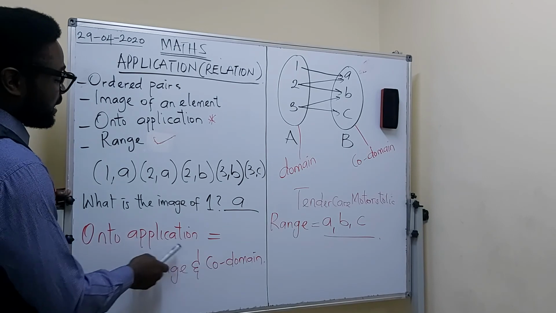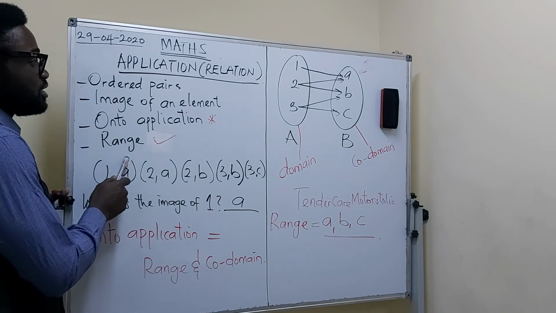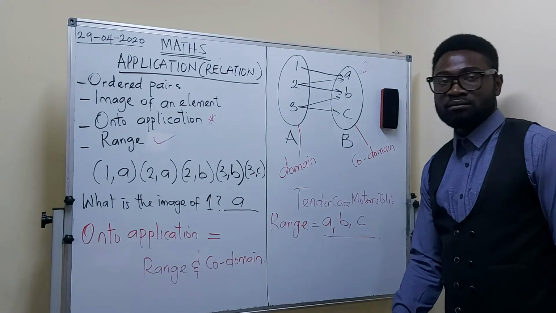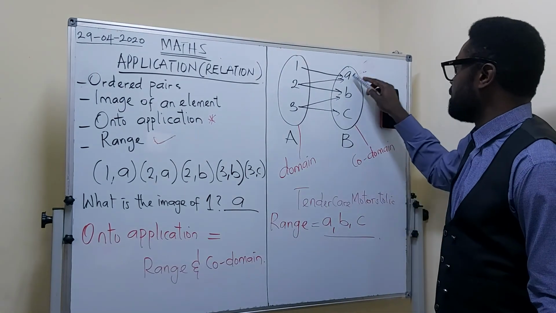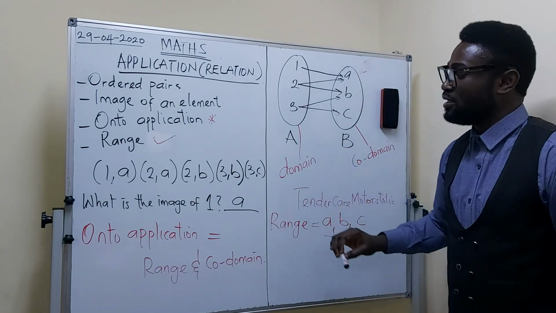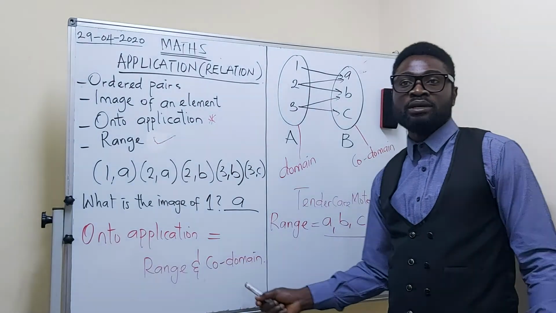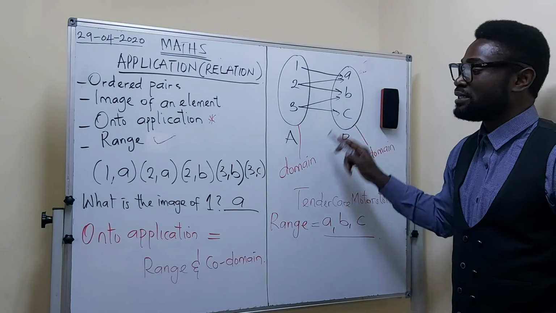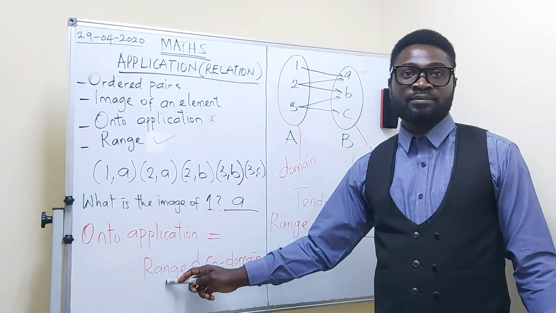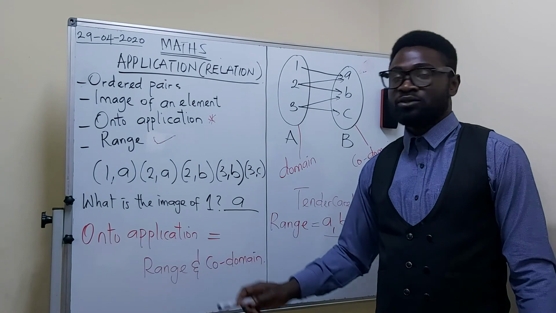Now, onto application. Before, I explained what range is. I said range is every element that is arrowed in the codomain. Do you understand it? Now, if you see, A, B, C are all arrowed in the codomain, so it means it is the range of this application. Now, when we speak of onto, I said onto has a lot to do with range and codomain. If the range is equal to the codomain, that is when we say we have onto application. Do you all understand it? So, it is very simple, very direct, very straightforward.